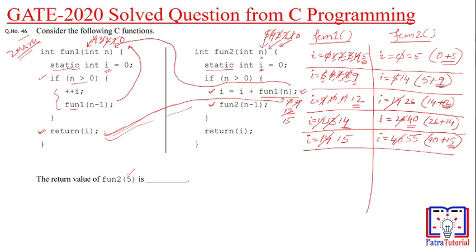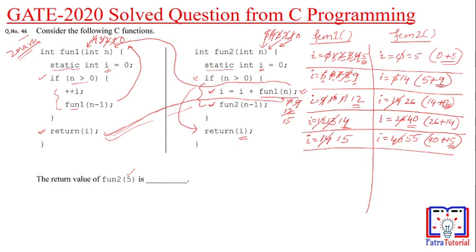Now n equal to 0, it will come inside function 2. If n is greater than 0, 0 is greater than 0, no. Now this condition is not satisfied. So this time these two instructions will not be executed. Directly it will go to this line, and it will return the current value of I in function 2. Okay, not in function 1.